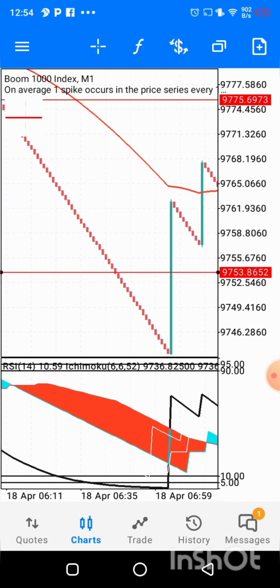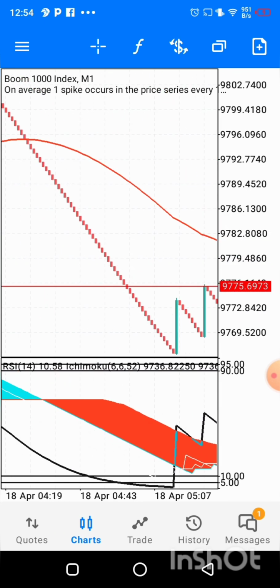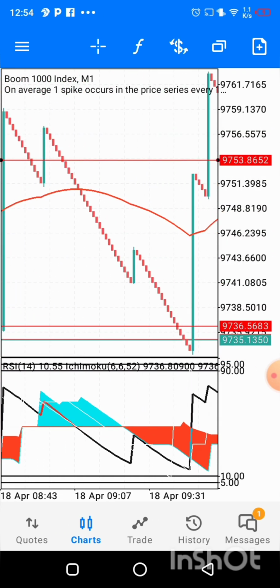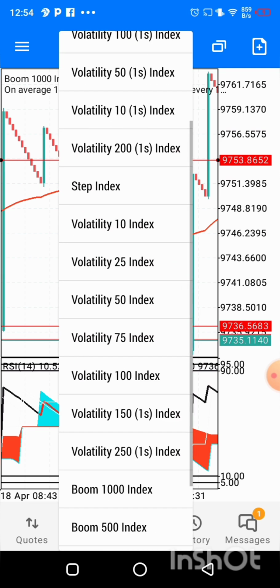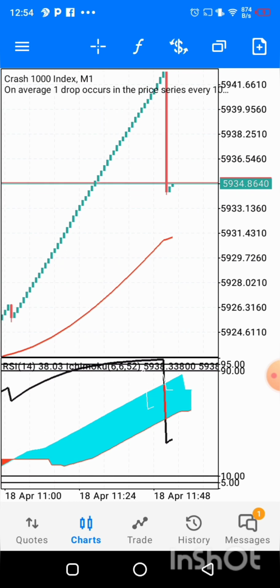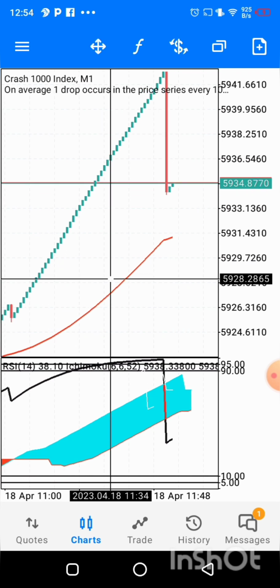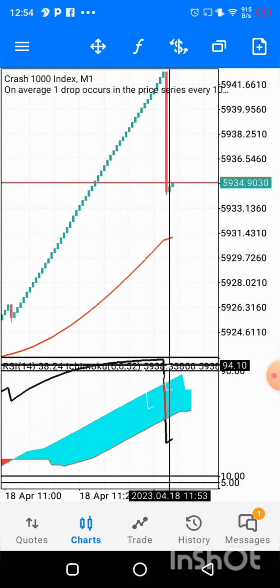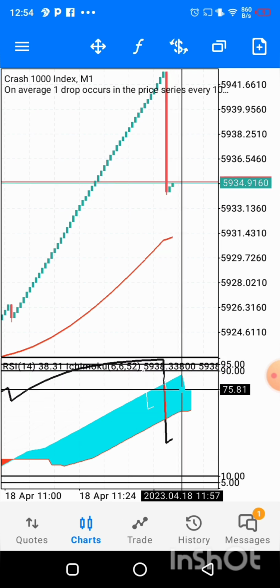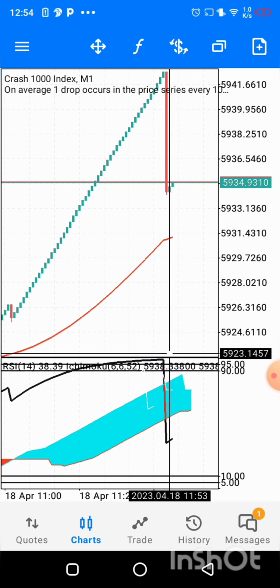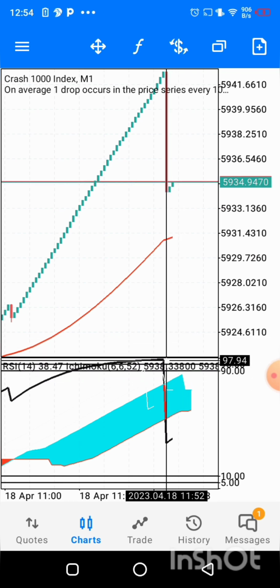So that's how to trade Boom 1000, or how to catch spikes on Boom and Crash. Then let's check Crash 1000. You can see the long spike, though it was not deep enough. You can see the spike at this overbought level at level 95, and you can see the Ichimoku at this level as well. So that's why I see a spike at that point.